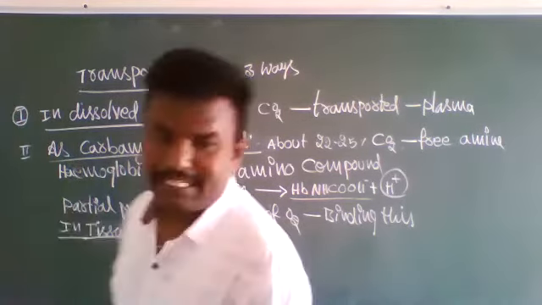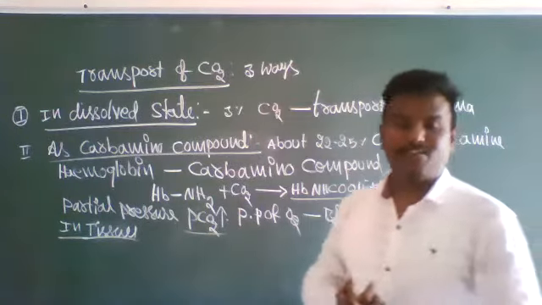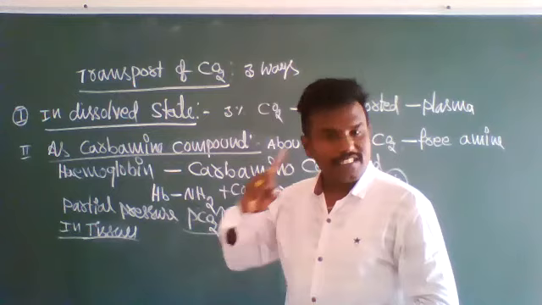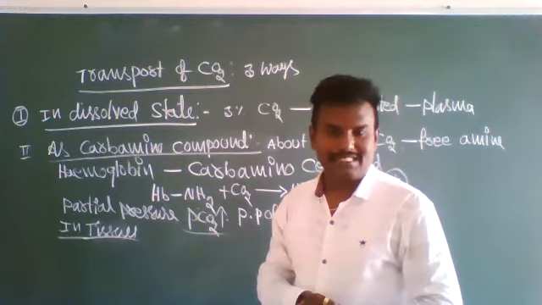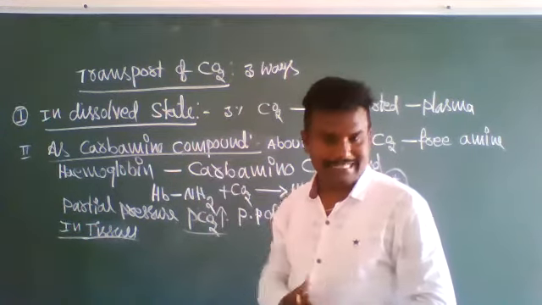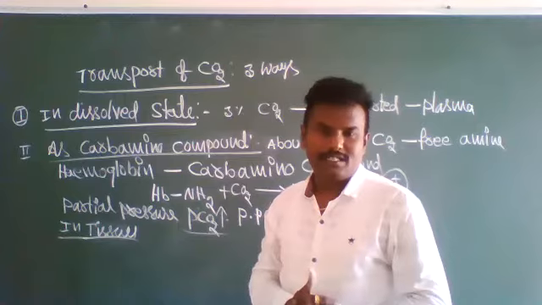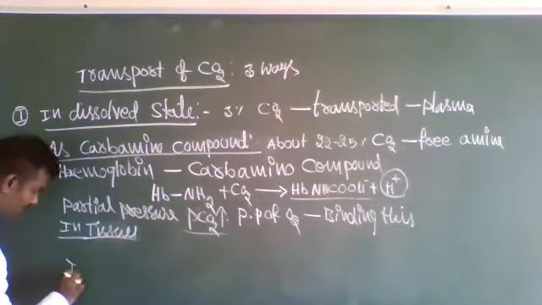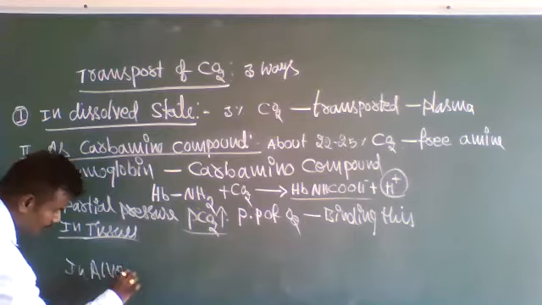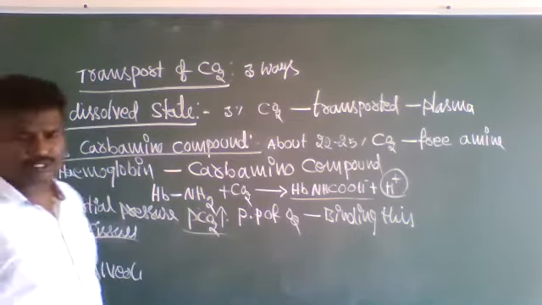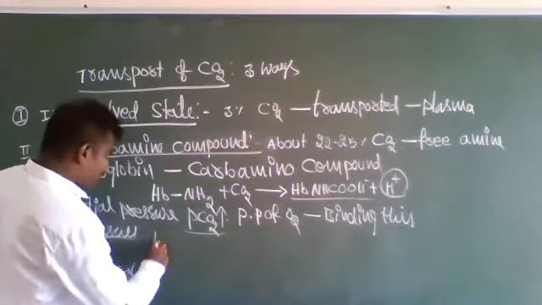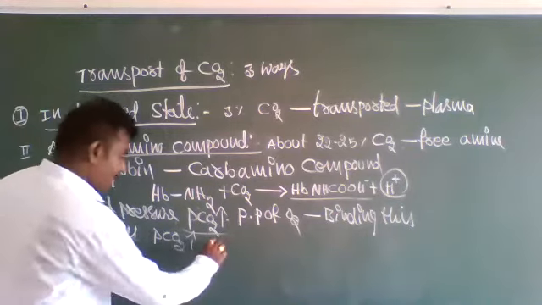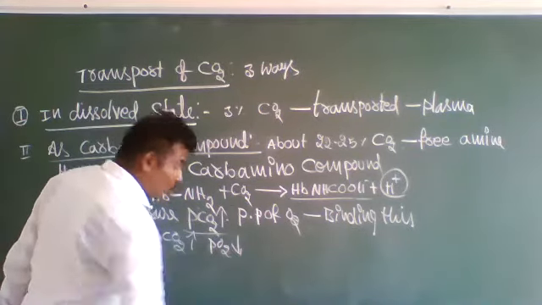Here you have to remember one thing. Oxygen first comes to the alveoli, lungs, where the partial pressure is high. Next comes the tissues. But in carbon dioxide, first comes the tissues, next comes the alveoli. In the tissues, the partial pressure of carbon dioxide is high and the partial pressure of oxygen is low.